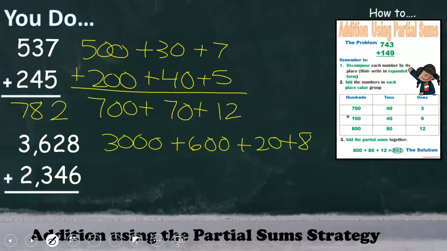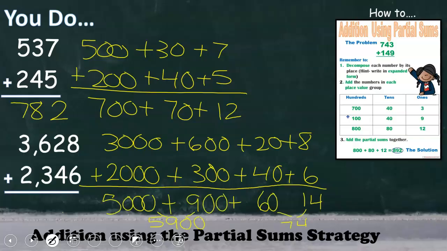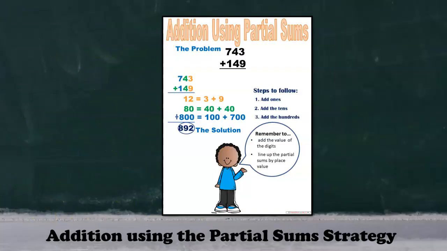Now take a look and compare what I have to what you did. Did you end up with the same sum of 5,974? If so, you're on the right track. Be on the lookout for part 2 of a video using the partial sum strategy, just slightly different, and then you decide which one you prefer.